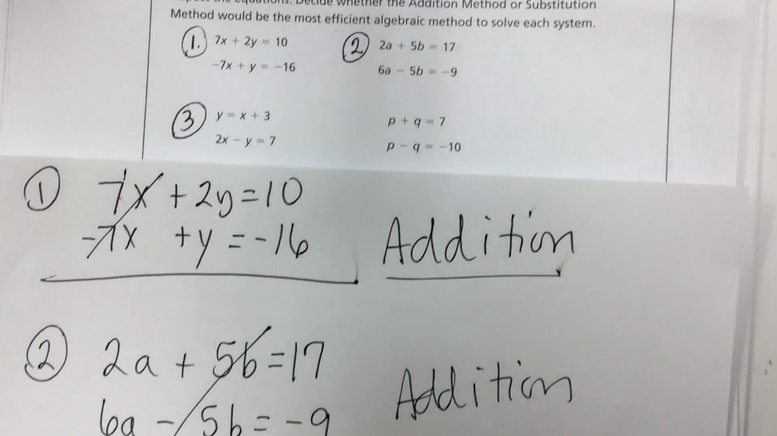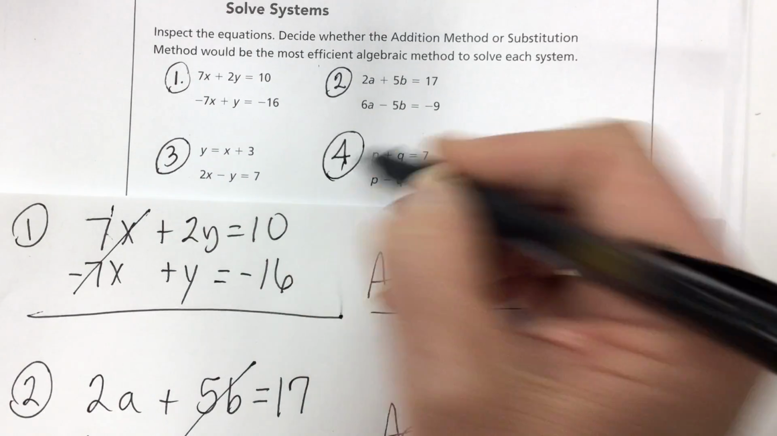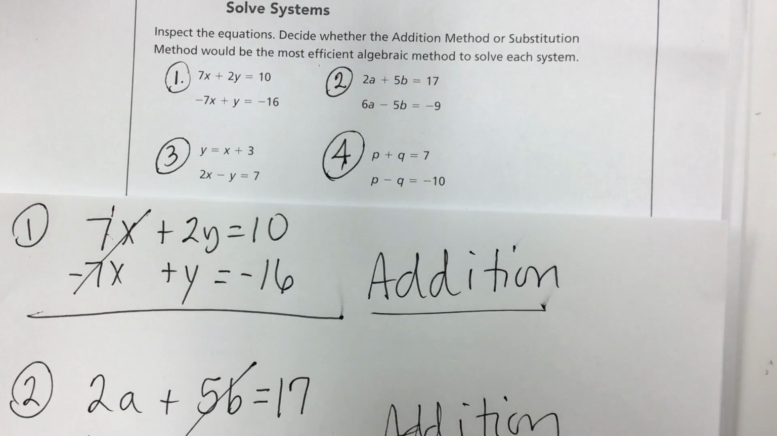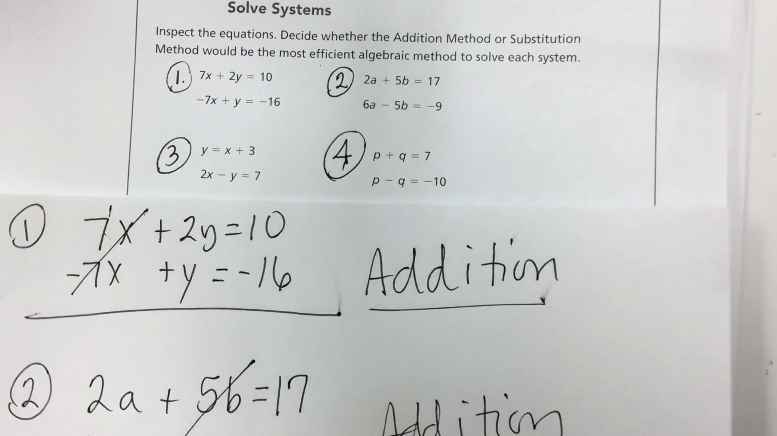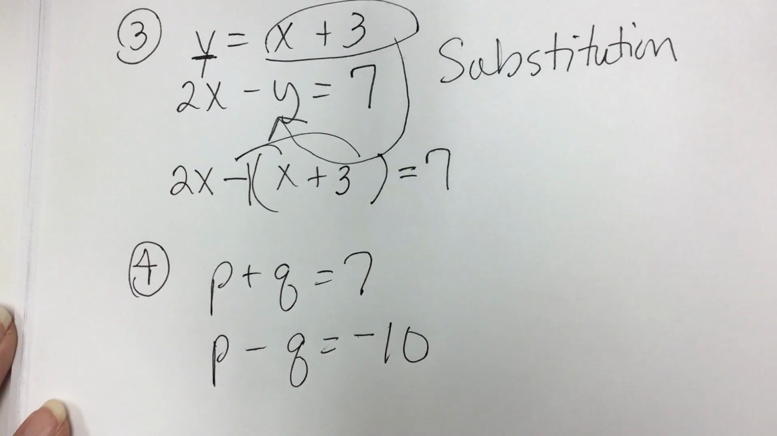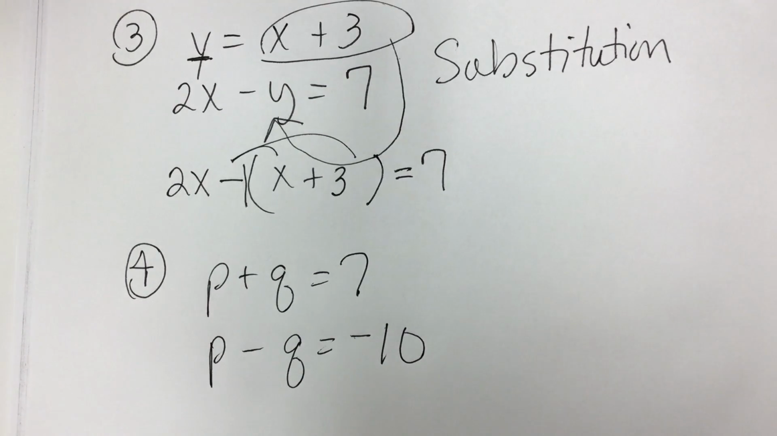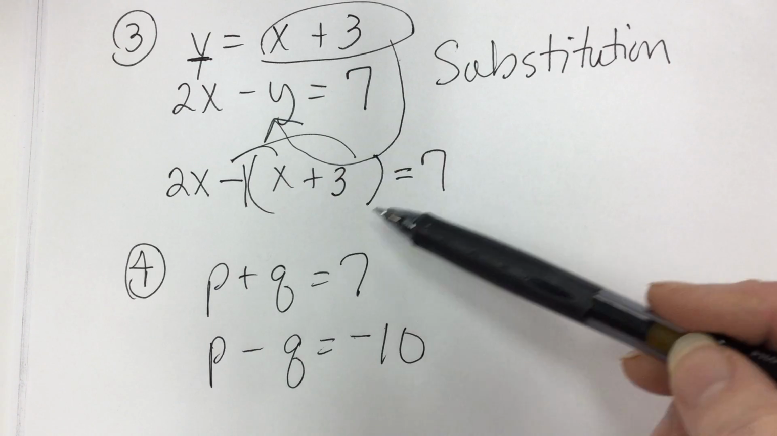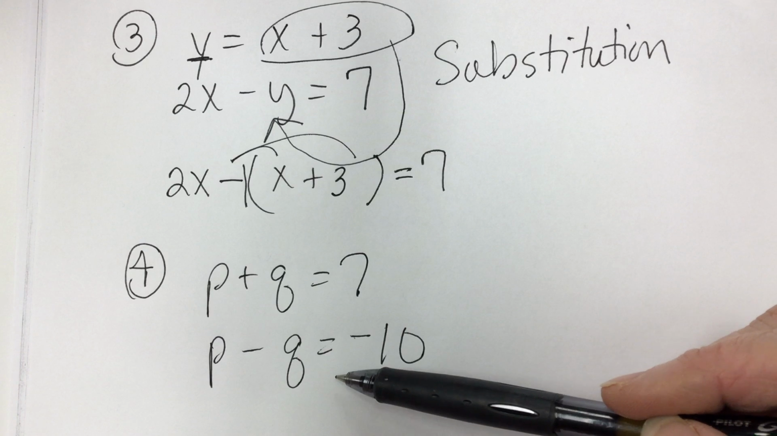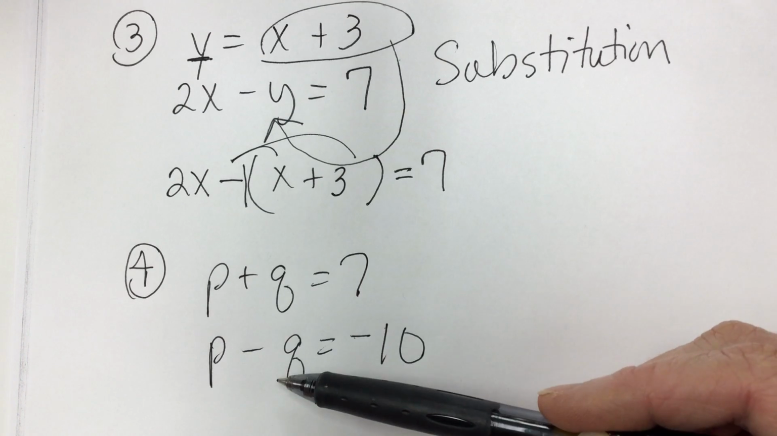So now let's go back to number 4. What is our best method for number 4? Number 4 is p plus q equals 7, and p minus q equals negative 10. So looking at these two equations, which method would be best to solve, substitution or addition? As you notice, these are lined up in the same order. P's are lined up, Q's are lined up, the constants are lined up, my equal signs are lined up. Is one the opposite of the other?